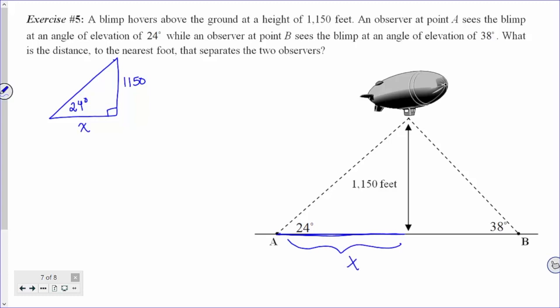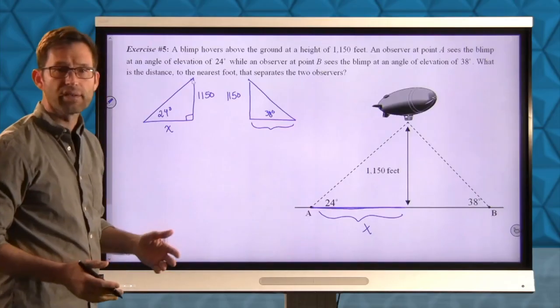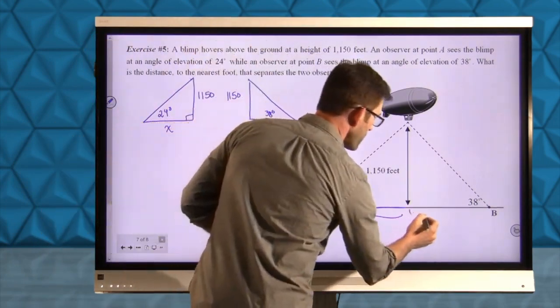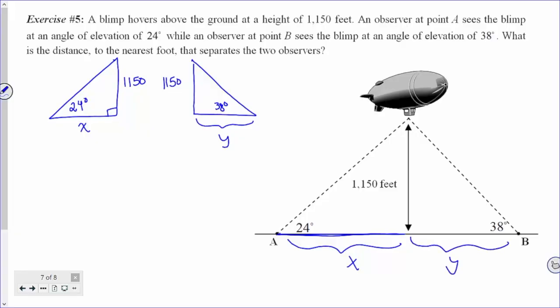And then the other right triangle is this one with that 38 degrees, also 1,150. I should call this distance something other than x. Shouldn't call it x, again, bad form. I'll call it y. Why should I call it y? Just because I can. All right, so I want that distance.